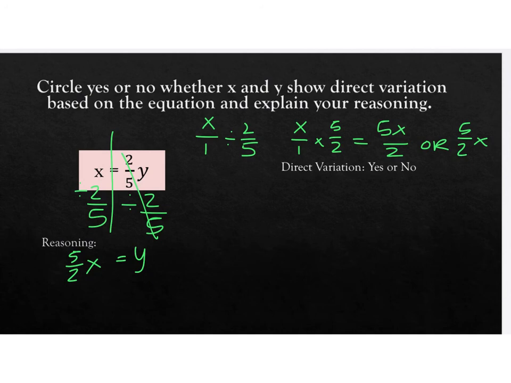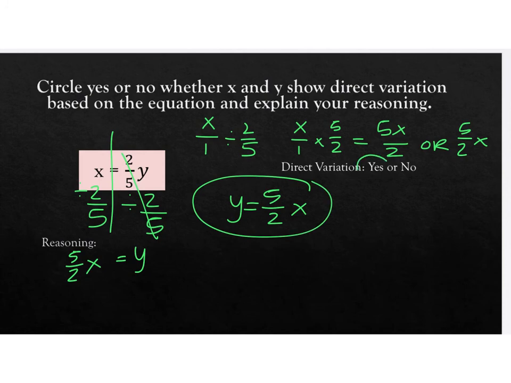So if I have 5 over 2x, is this direct variation? Well, yes, it is, right? We just flipped it backwards. If I were to flip my equation and do y equals 5 over 2x, you can see very clearly that we've got our x being multiplied by our k, which is 5 over 2, and it's set equal to y. So this is actually going to be a yes for is it direct variation. And then our reasoning here would be that it's going to form a straight line, it's going to go through the origin, and it is proportional.